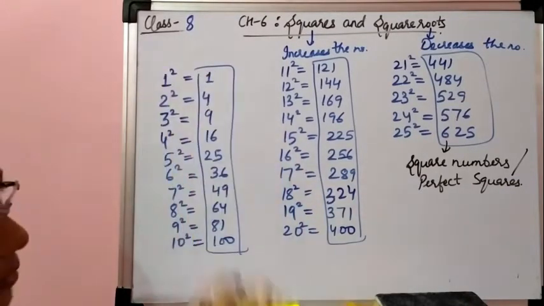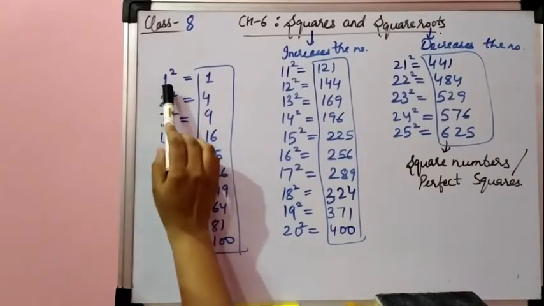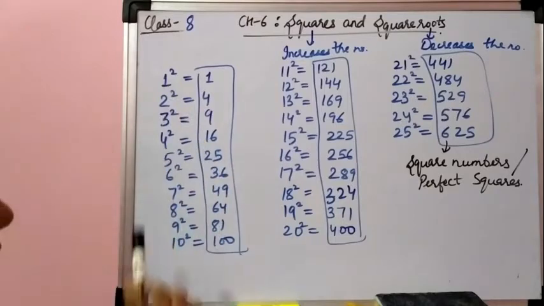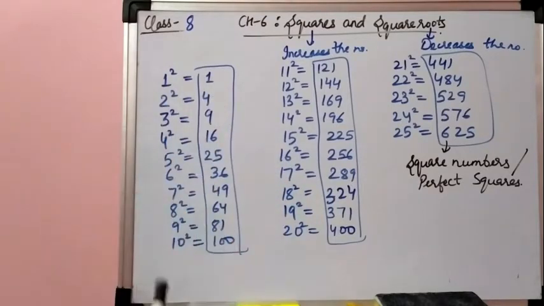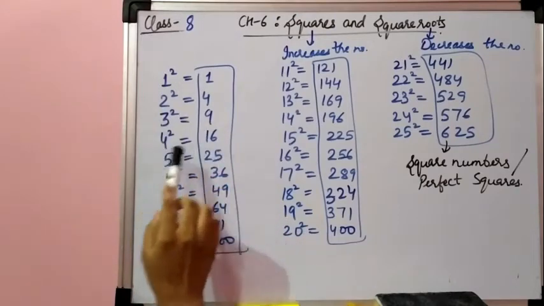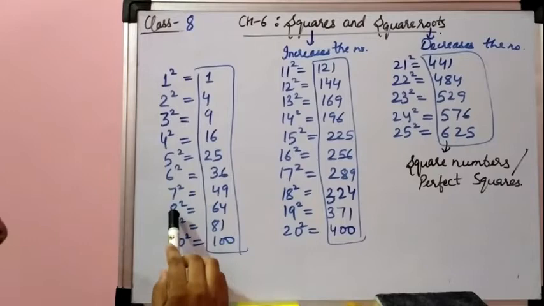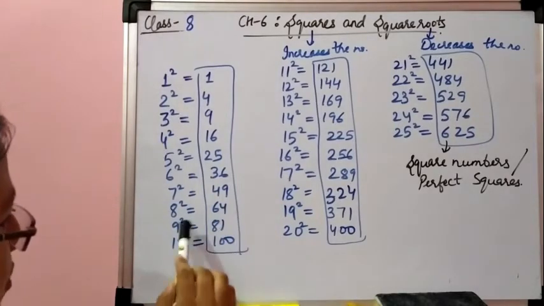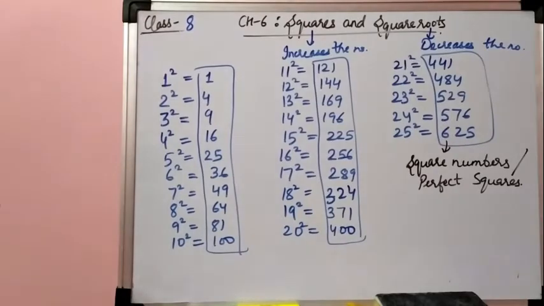Now just observe it. When you do the squaring, the unit digit 1 on squaring gives 1. Unit digit 2 on squaring gives 4. 3 gives 9, 4 gives 6, 5 gives 5, 6 ends in 6, 7 ends in 9, the square of 8 ends in 4, the square of 9 ends in 1. So what properties can we find out?